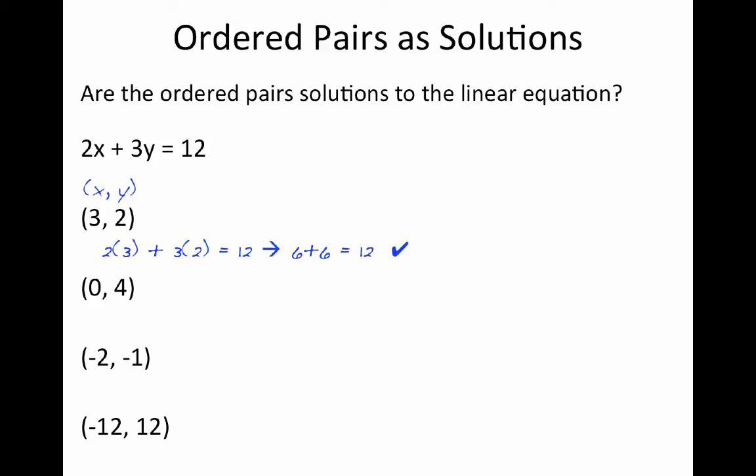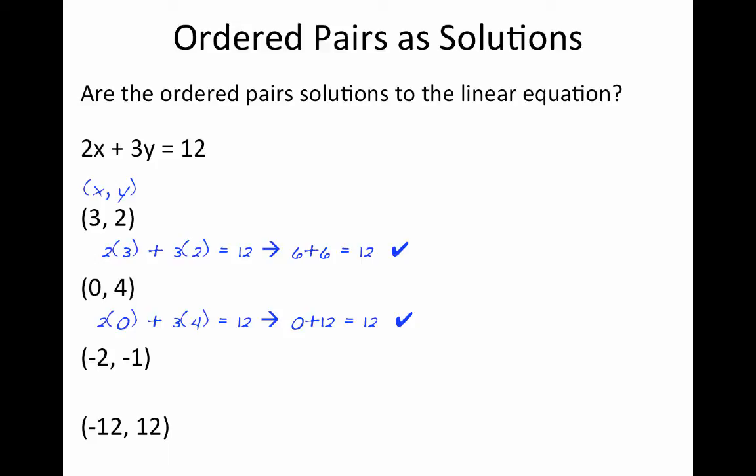The next ordered pair is 0, 4. x is 0, y is 4. And when I plug those values in for x and y in the equation 2x plus 3y equals 12 and do the math, I get 0 plus 12 is equal to 12. That's a true statement. That means that the ordered pair 0, 4 is a solution to the linear equation.